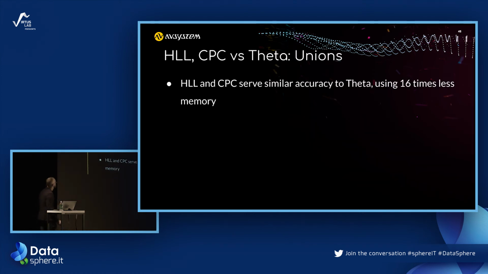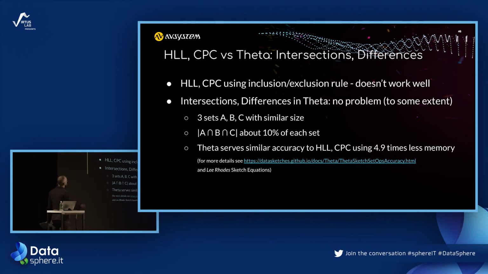Okay, so now, HyperLogLog and CPC versus Theta, if you only need unions. HyperLogLog and CPC serve similar accuracy to Theta using 16 times less memory, so no reason to use Theta. But if we have intersections and differences, we can use the inclusion-exclusion rule with HyperLogLog and CPC to estimate intersections and differences, but in fact it doesn't work well. And intersections and differences in Theta are no problem.